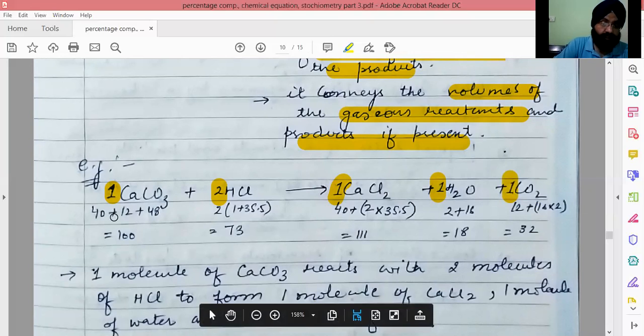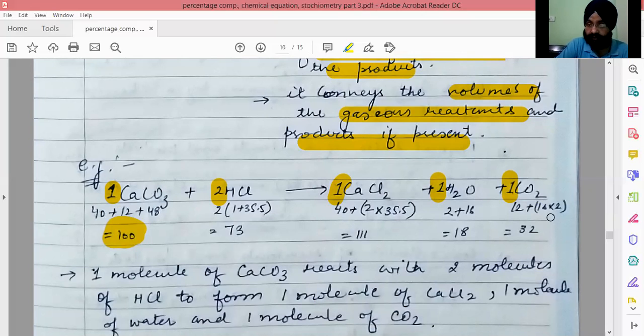The second information, if we add and get the molar mass of calcium carbonate and all other species in this chemical equation, we are getting second information in terms of mass. 100 gram of calcium carbonate reacting with 73 gram of HCl, giving 111 gram of calcium chloride, 18 gram of water, and 32 gram of carbon dioxide.